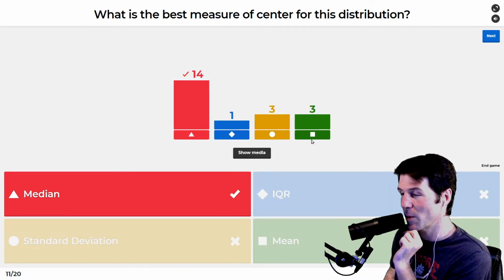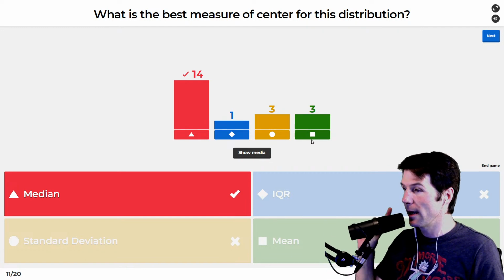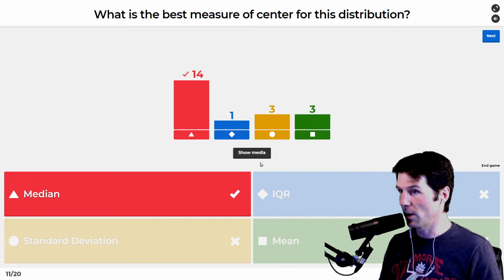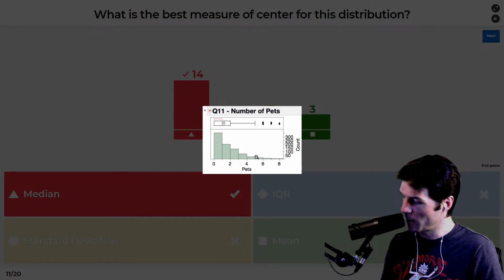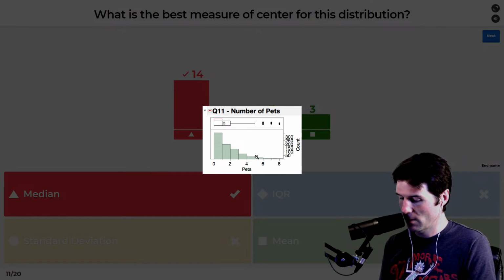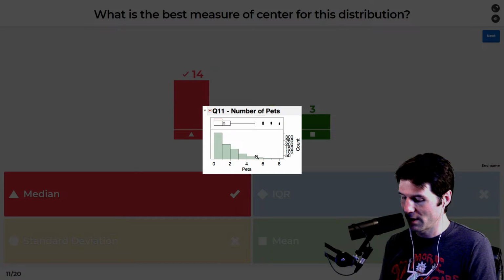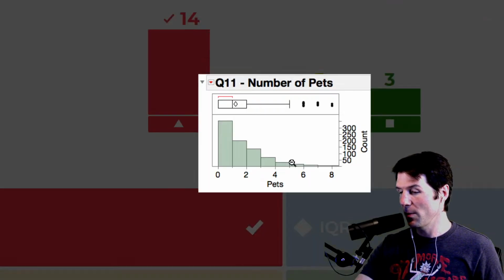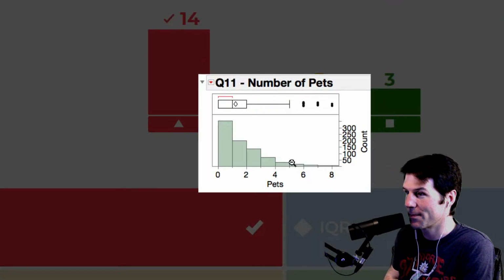I was too slow to answer. That's perfectly fine. Don't worry. We're here to learn. And what is the shape of this distribution? Who knows the shape of this distribution?